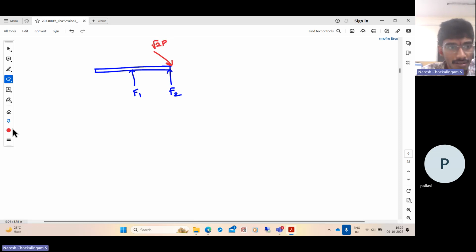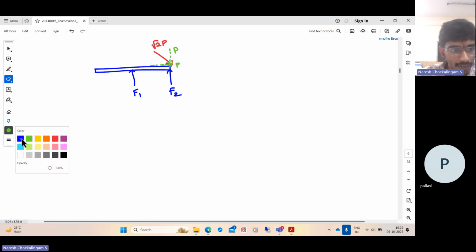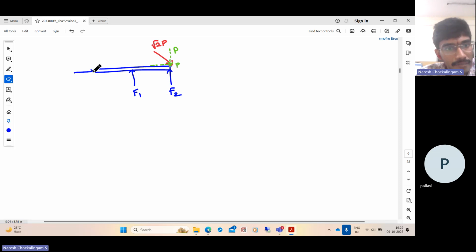We can always resolve the force along its vertical and horizontal components. So it has a vertical component of root 2P cos 45 degrees, which is root 2P by root 2. So I have a vertical force of magnitude P and a horizontal force of magnitude P. We also have the reactions coming from the hinge. Let us call them AX and AY. And we know that it is hinged at this point, so this point cannot have any displacement. So this is the free body diagram of this.